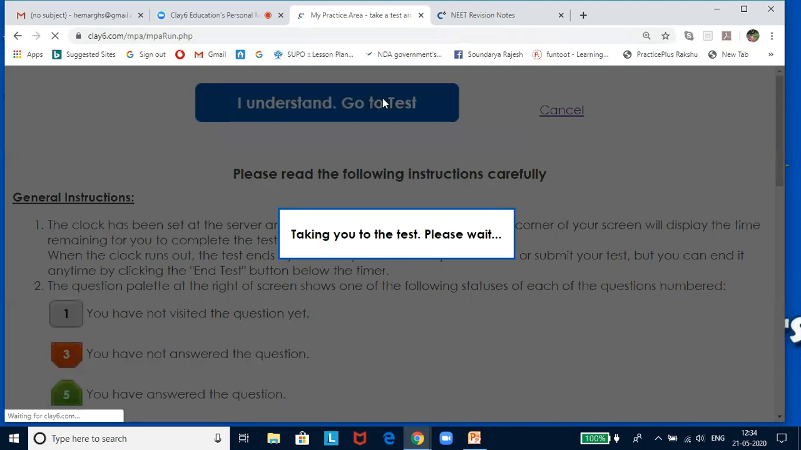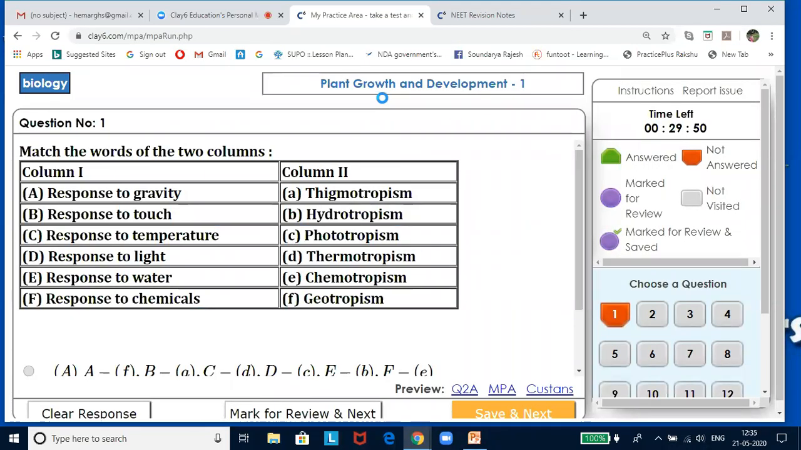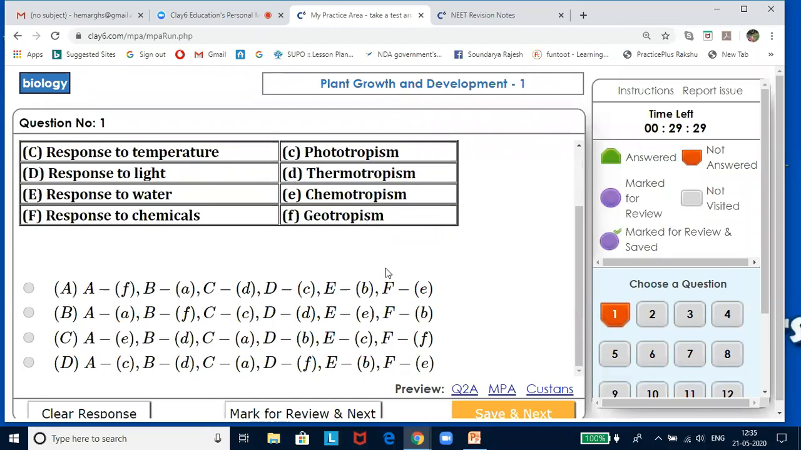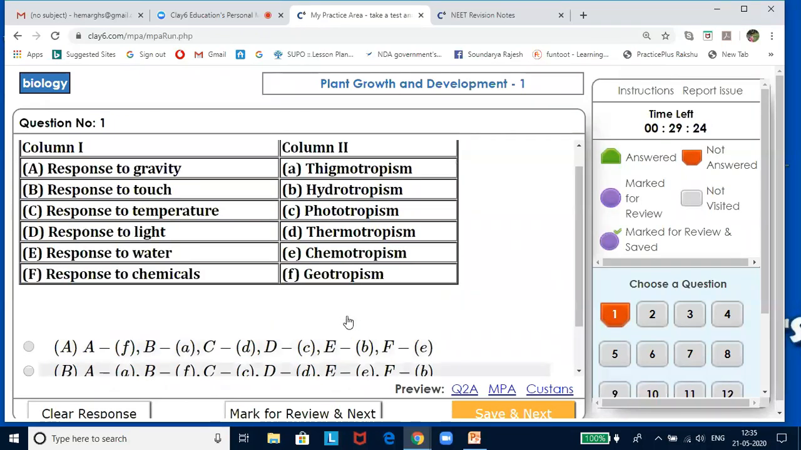So let us look: response to gravity is known as geotropism. So A is F. Rest B is one choice. Geotropism. C, response to temperature is thermotropism. C is D. D, response to light is phototropism. C. E, response to water is hydrotropism. B, response to chemicals is chemotropism. A. So let us click and go to the next question.